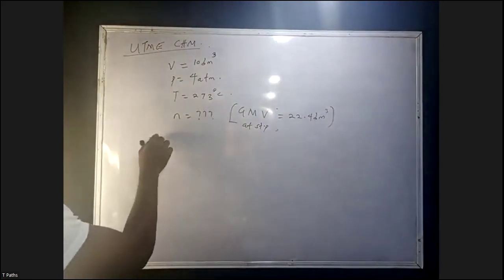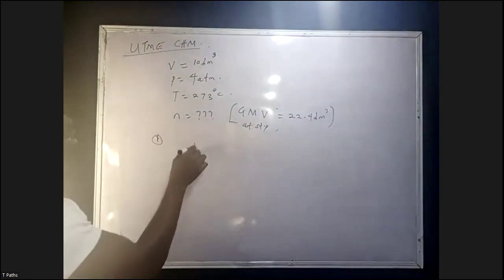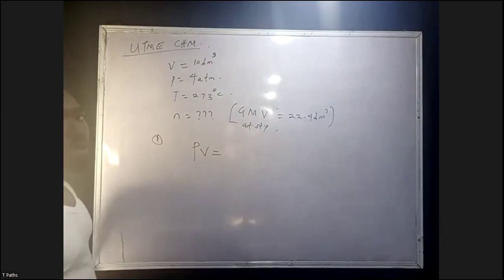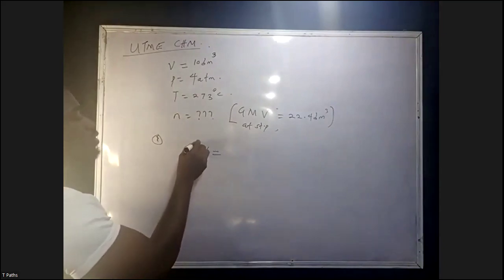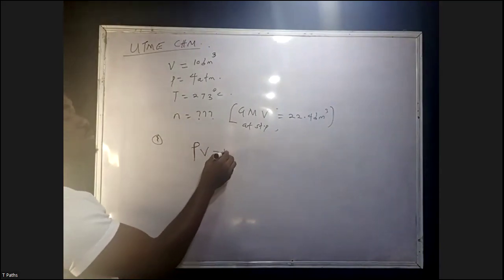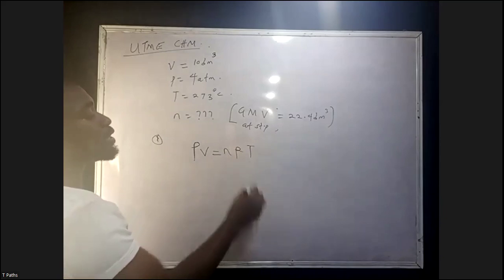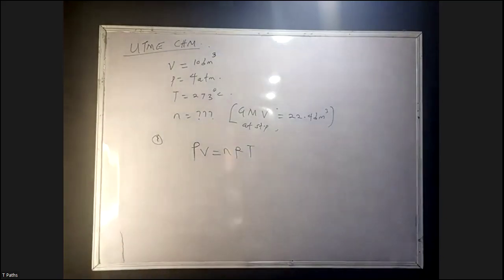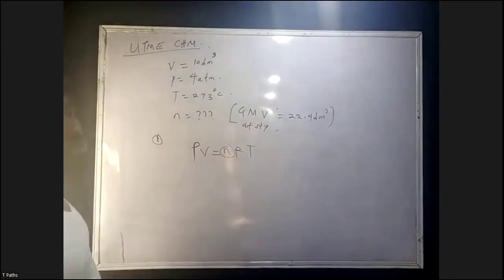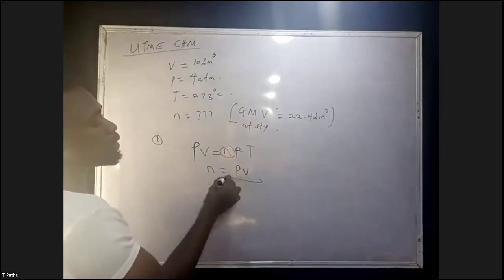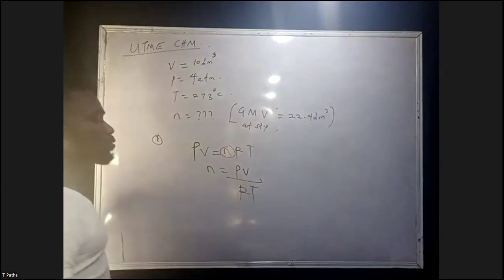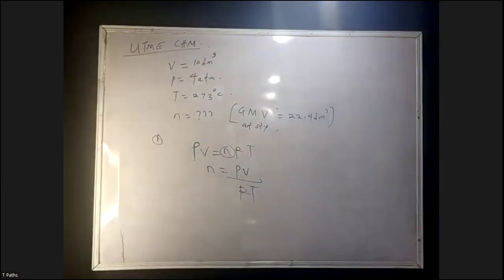So there are two ways of solving this problem. The first method, method 1, is by assuming that the gas is ideal. When you assume that the gas is ideal, what do you mean? You are going to be applying the ideal gas equation, which is PV equals nRT. What you are looking for is the number of moles, so making the number of moles the subject of the formula, that will be PV over RT.